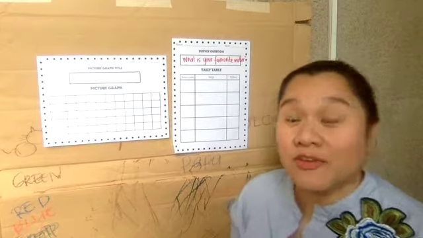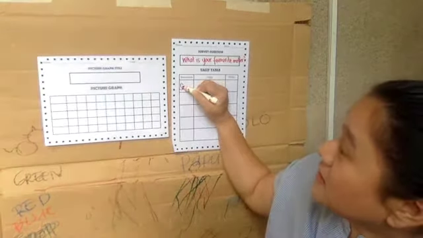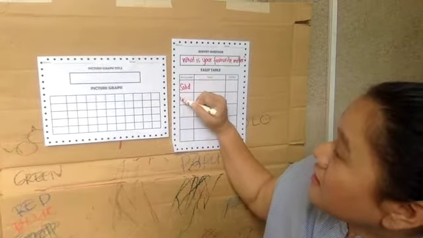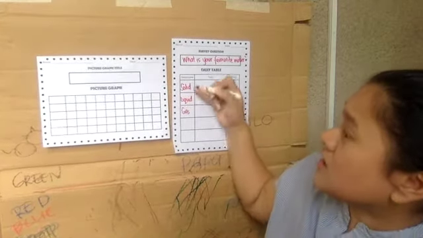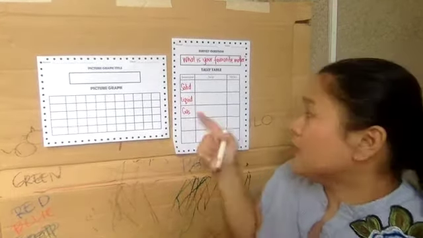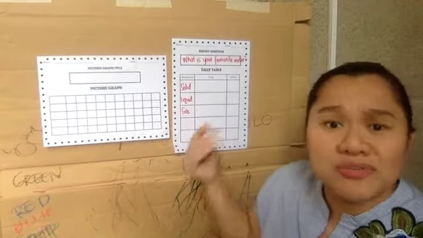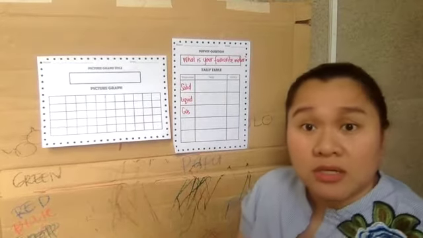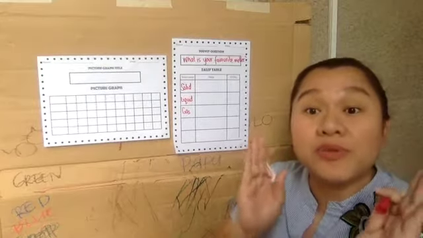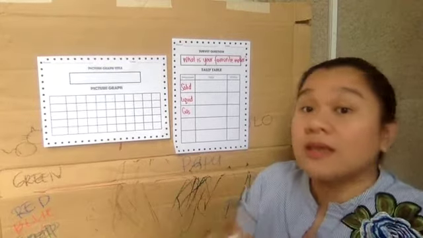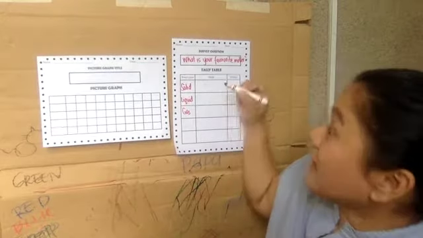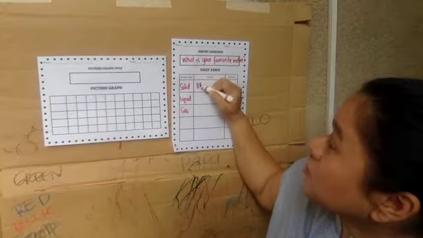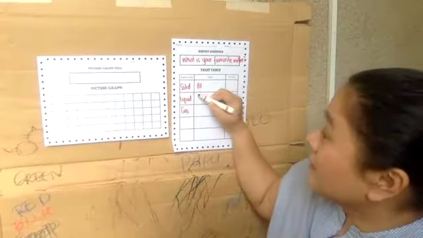What is your favorite matter? The responses can be solid, liquid, or gas. I'm only using three, and that's okay. If you don't have any more choices, you don't have to make a lot. Now let's pretend, it's just pretend, it's not the real answer. Let's pretend that three people chose solid.